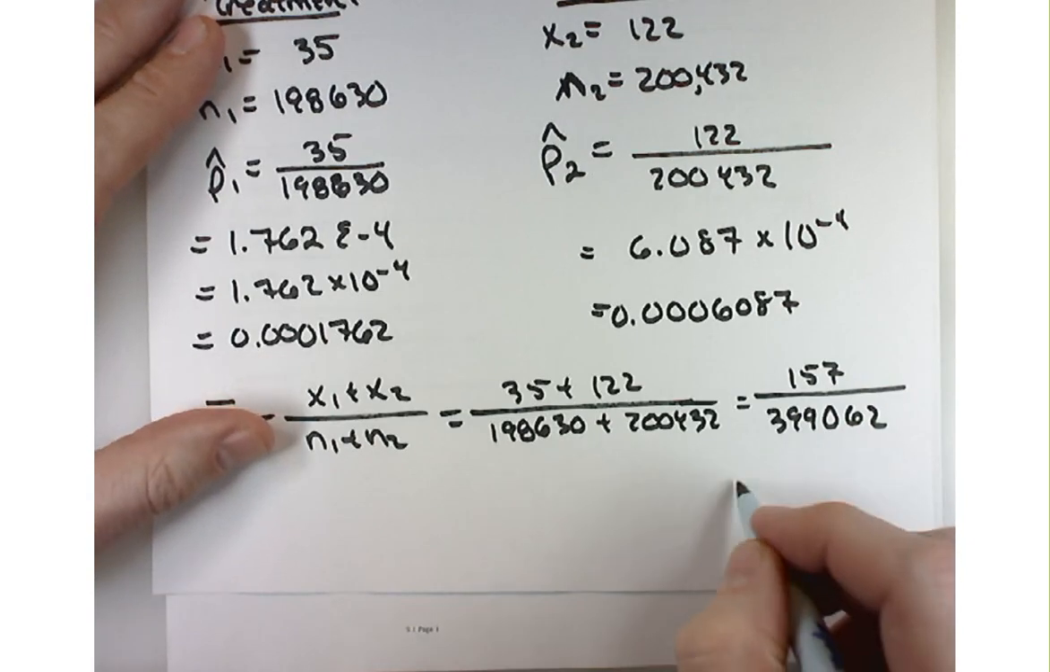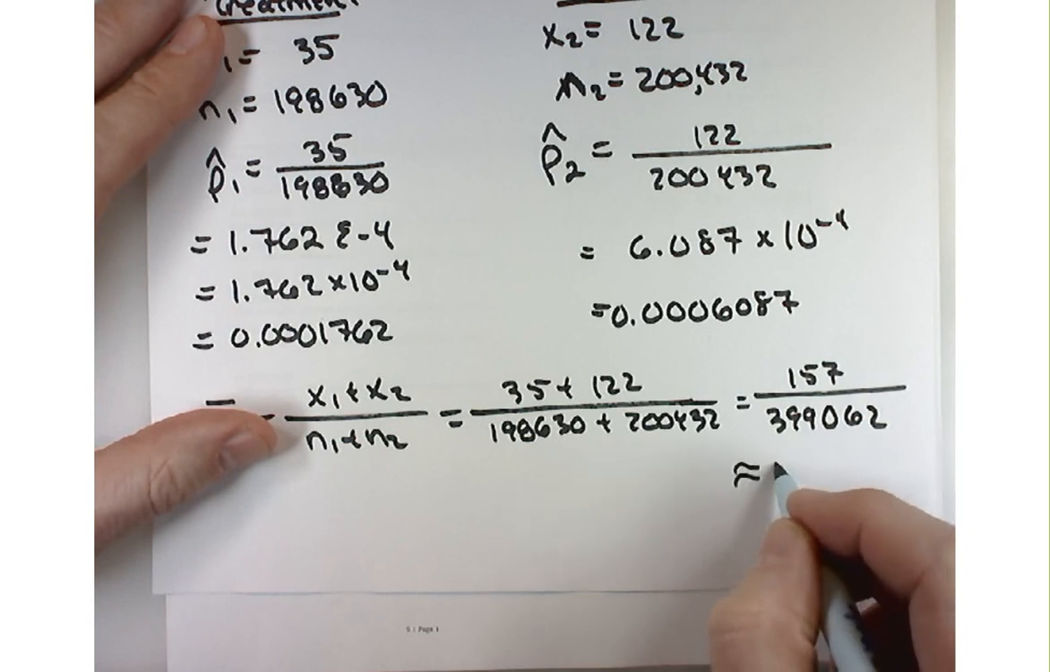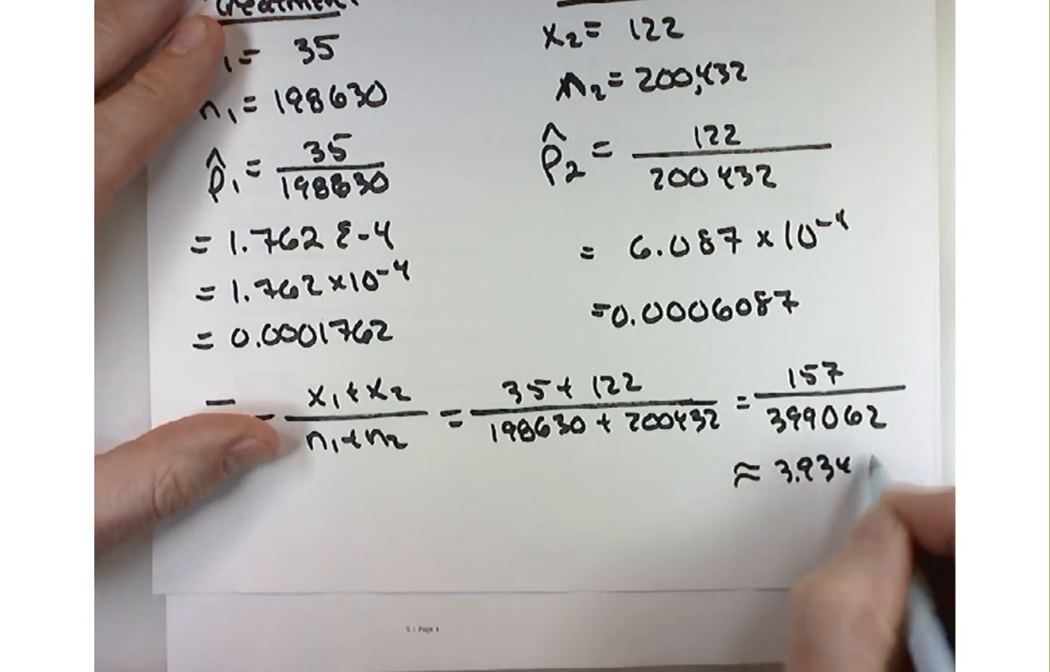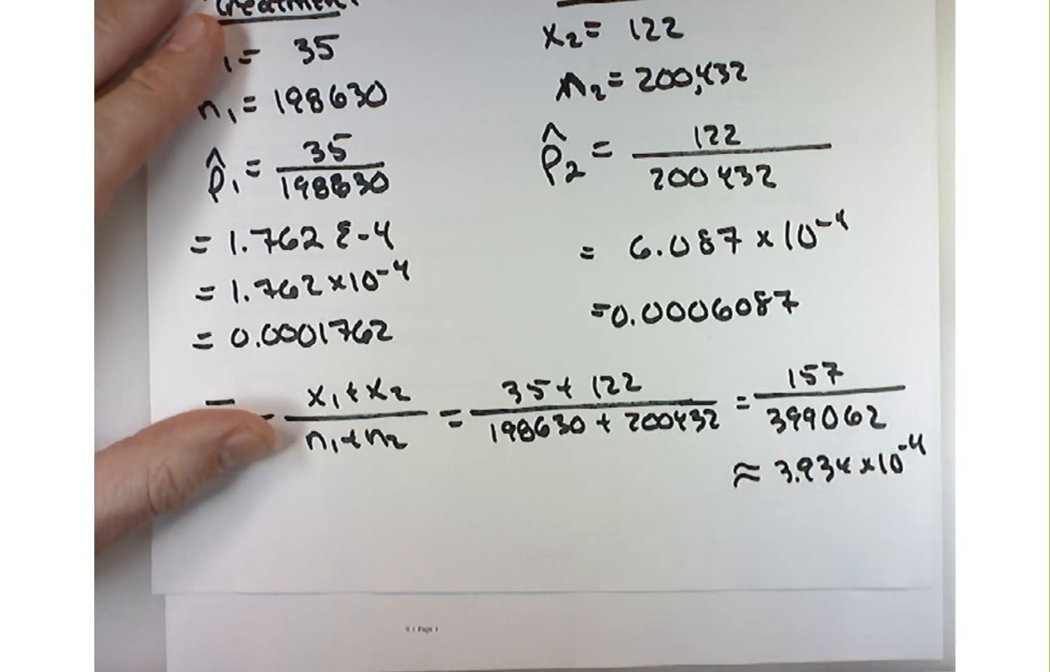If you did that on your calculator, that's going to be about 3.934 times 10 to the negative fourth. Kind of a small number.